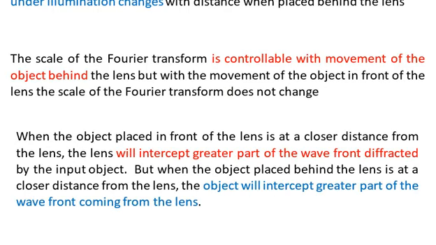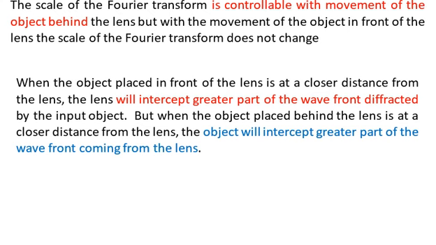The scale of the Fourier transform is controllable with the movement of the object behind the lens, but with the movement of the object in front of the lens, the scale of the Fourier transform does not change. So you see that here, since the size of the illuminated object will also change, the Fourier transform size will also change in this case, but the Fourier transform size will remain the same in the previous case when the input object was placed in front of the lens.